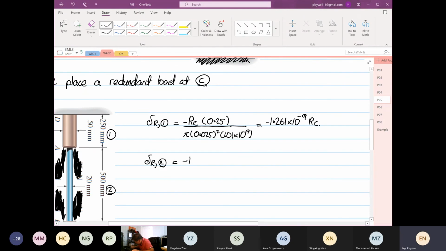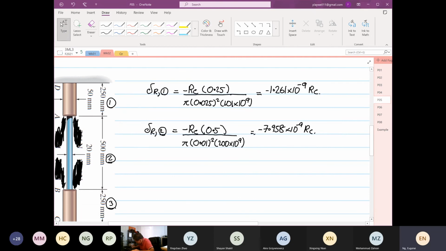And then the deflection of section 2, again minus RC. The entire length is 0.5, pi times 0.01 squared, and the Young's modulus is 200 times 10 to the power 9. So this is equal to 0.5 divided by pi divided by 0.01 squared divided by 200 times 10 to the power 9. I get 7.958 times 10 to the power minus 9 RC, with a minus sign. And finally the redundant load at section 3.